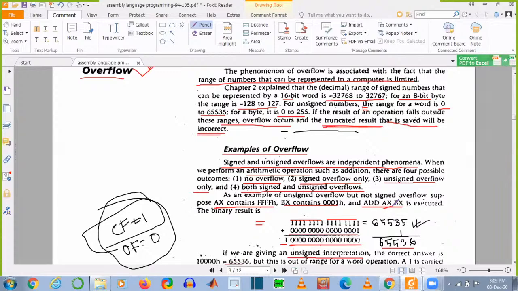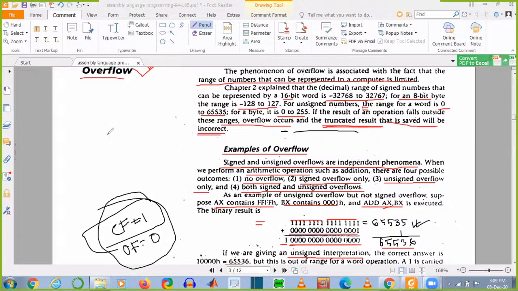To understand that, you have to know what is the signed value of these 16 ones. So what is the value of 16 ones in signed numbers? Sir, -1. Definitely, it should be -1. If there are 16 ones, that is -1.